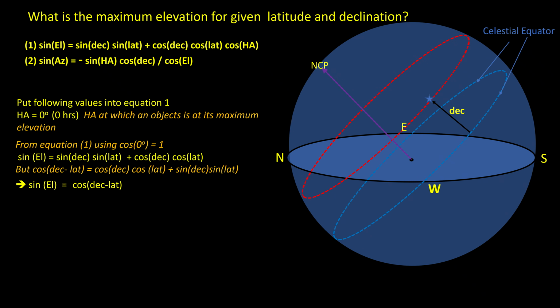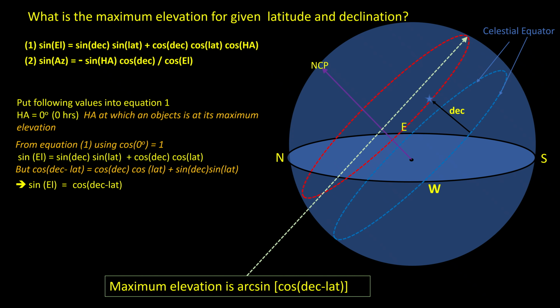Another thing we can work out is the maximum elevation for a given latitude and declination. I've put the working out here, and I'll just pause the video a bit for you to have a look at it. As you can see, the maximum elevation is the inverse sine of the cosine of the declination minus the latitude.